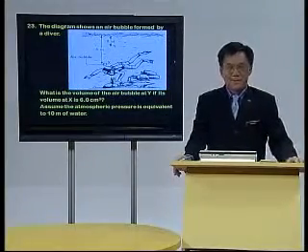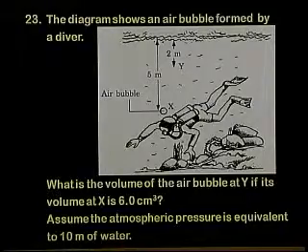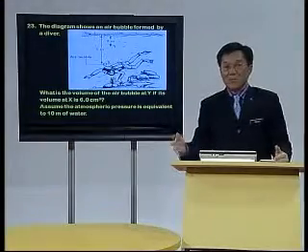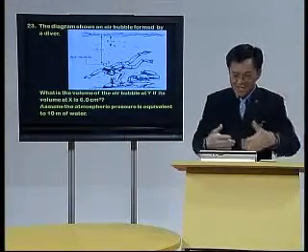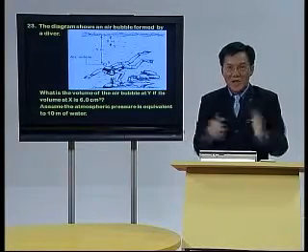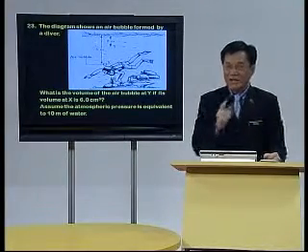Now look at this question. The diagram shows an air bubble formed by a diver. What is the volume of the air bubble at Y if its volume at X is 6 cubic centimeters? Assume the atmospheric pressure is equivalent to 10 meters of water. So our calculation problem is, find the value of the volume at Y. That's it. What is the volume of the air bubble at Y? We are given these few pieces of information. We are given these values. So I will guide you what to do.